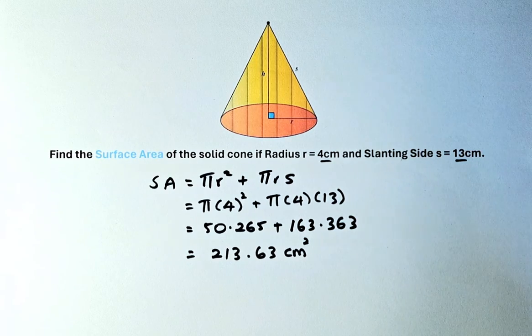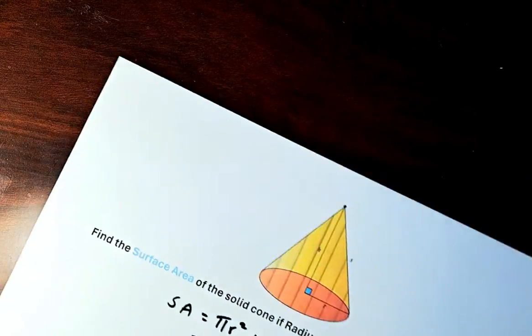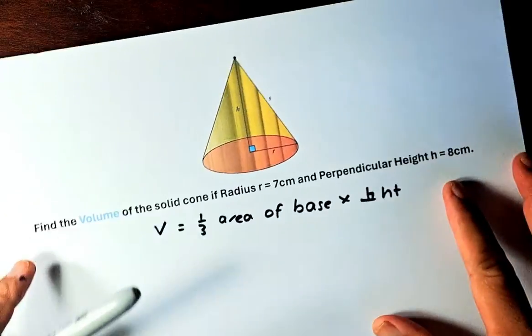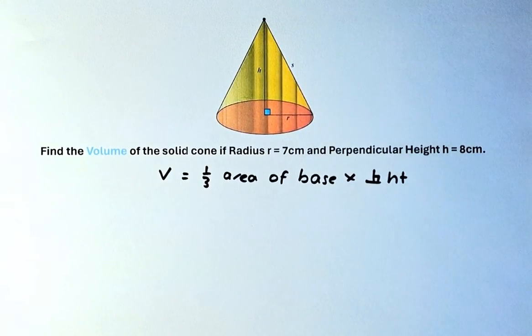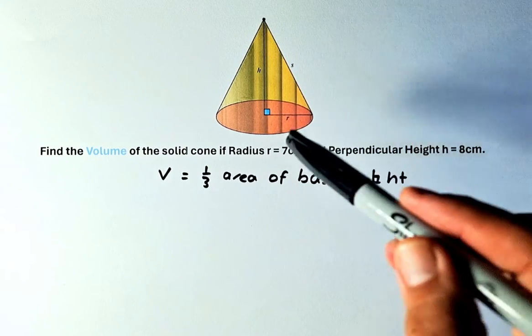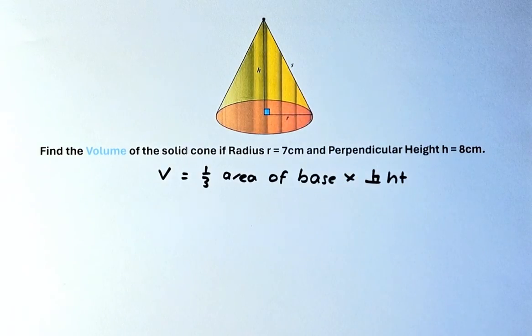Great. Now we're going to do the second part, which is the volume of a cone. The volume of a cone is a similar but different question. Find the volume of the cone if the radius now is 7 and the perpendicular height is 8. In this case, you do not need to know the slanting height, you need to know the radius and the height. So the formula is 1/3 area of base times height.